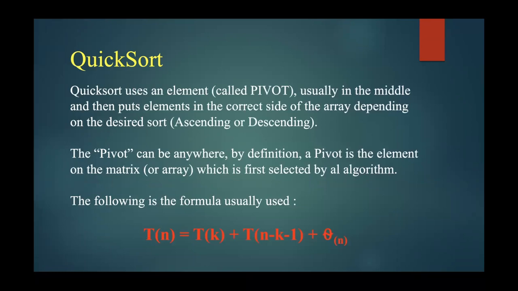QuickSort, by definition, uses an element called a pivot. Usually in the middle, it can be anywhere, but usually it's in the middle. And it puts the elements on the correct side of the array, depending if they're bigger or smaller, whether you want them ascending or descending. The pivot can be anywhere by definition. A pivot is the element on the matrix or the array, which is first selected by an algorithm. And here's the formula on the screen for the QuickSort. Formula looks a little bit complicated, but when you see the code, you see that it's not that complicated.